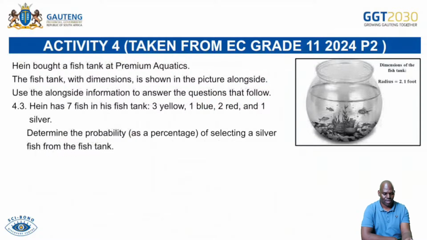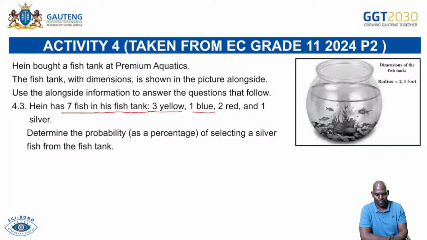Right. Then the next question is: Hein has 7 fish in his fish tank. 3 yellow, 1 blue, 2 red, and 1 silver. Determine the probability, as a percentage, of selecting a silver fish from the fish tank.